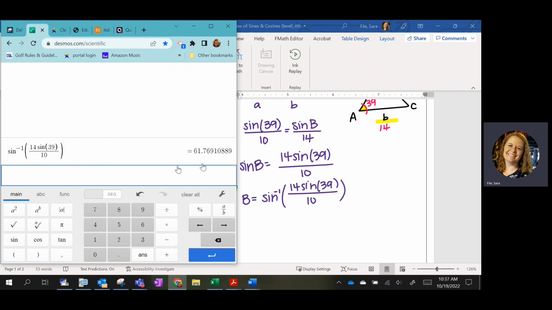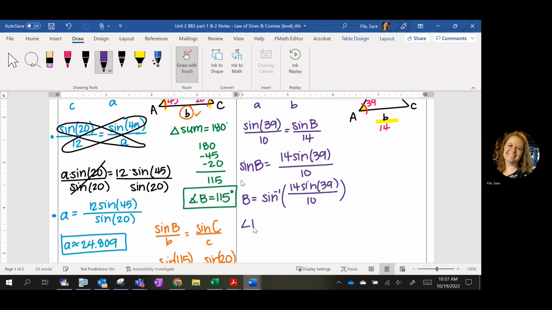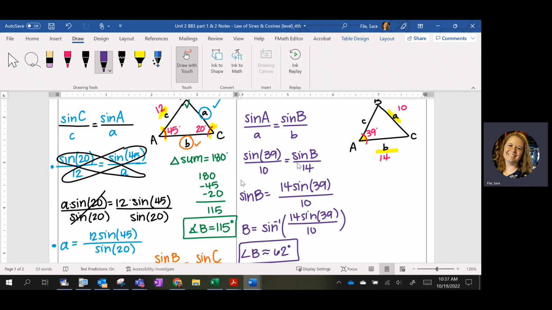Okay, so that is 61.76910889. For side lengths, I had y'all rounding to thousandths. For angles, we're going to just round to the nearest degree. Okay, so the nearest whole number, the nearest integer. So what is that going to round to? 62. So angle B is approximately 62 degrees. All right, so done with angle B, check.